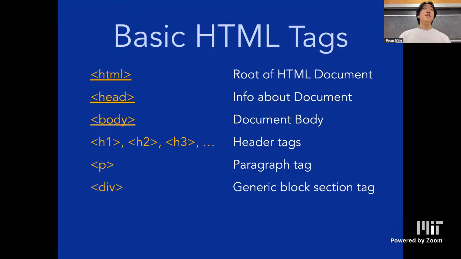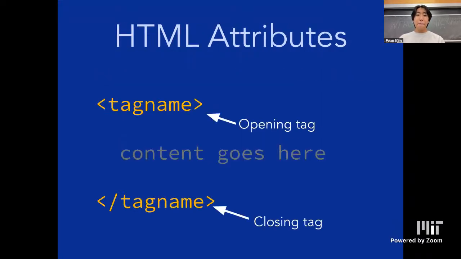A lot of them are very self-explanatory, like heading, body, and paragraph, or division, which just stands for division and lays out divisions of your website. You don't really need to memorize these that much these days. You can Google them, and of course you can also use AI, and it's very good at menial things like getting your HTML tags.